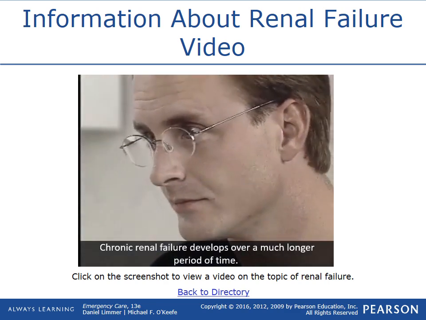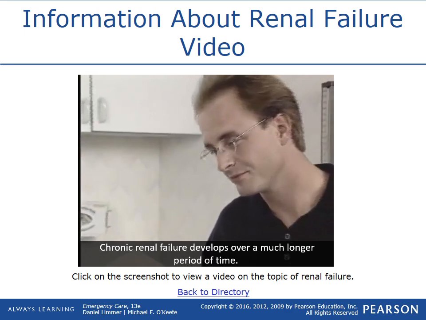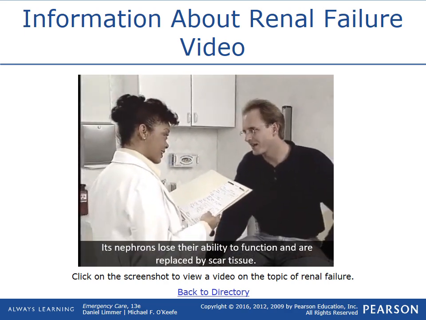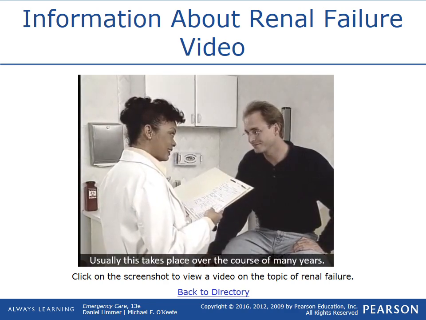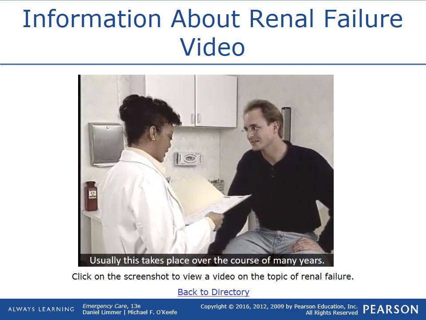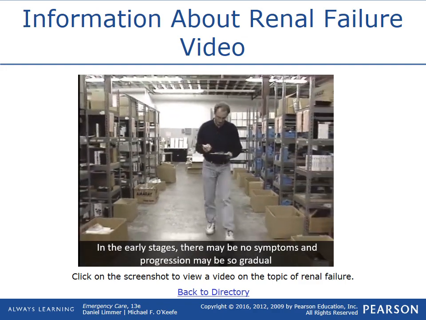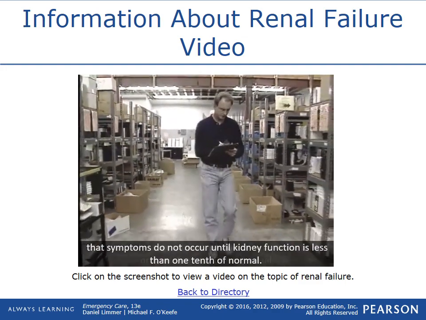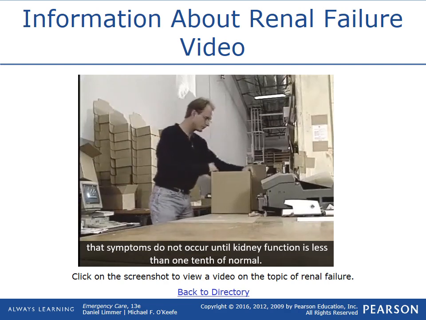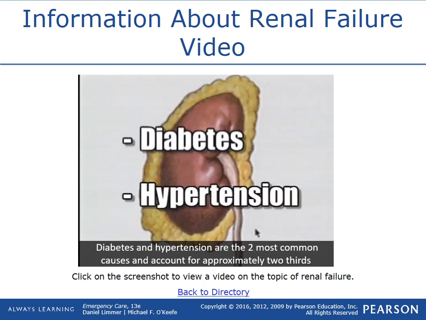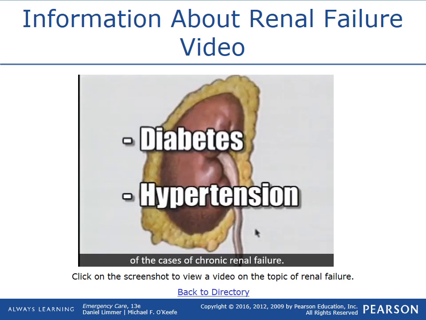Chronic renal failure develops over a much longer period of time as nephrons lose their ability to function and are replaced by scar tissue. Usually, this takes place over the course of many years. In the early stages, there may be no symptoms, and progression may be so gradual that symptoms do not occur until kidney function is less than 1/10 of normal. Diabetes and hypertension are the two most common causes and account for approximately 2/3 of the cases of chronic renal failure.